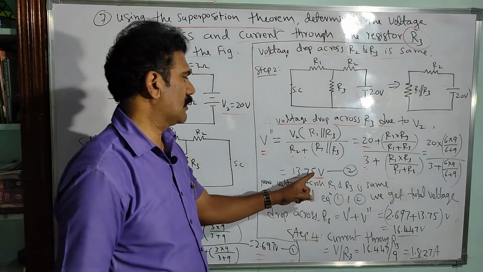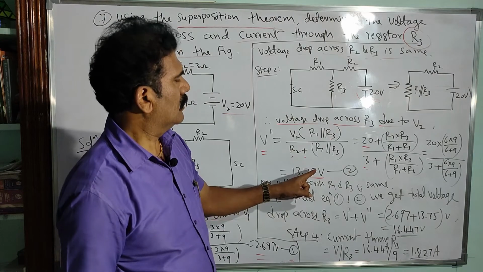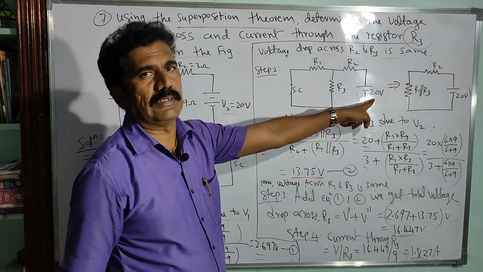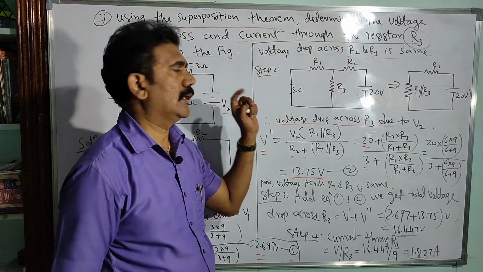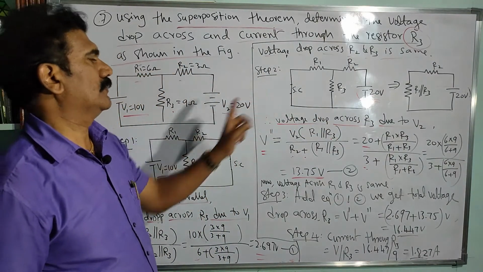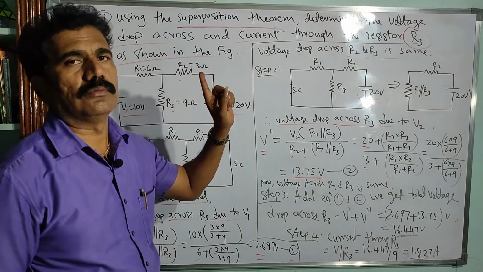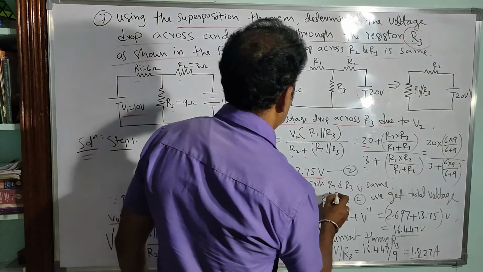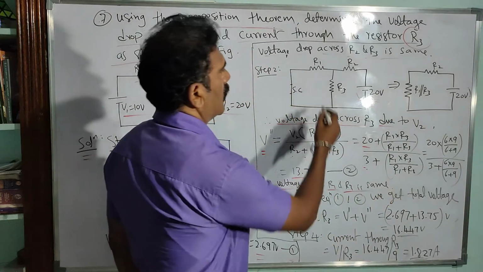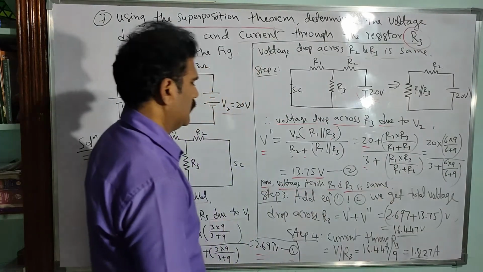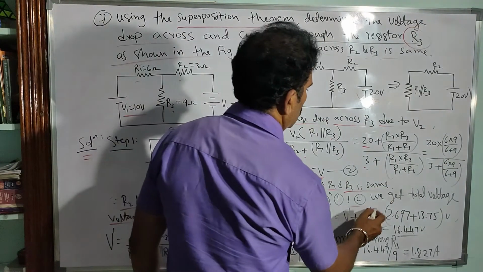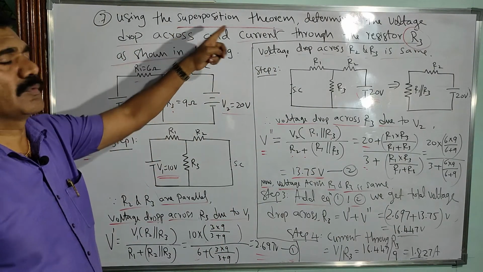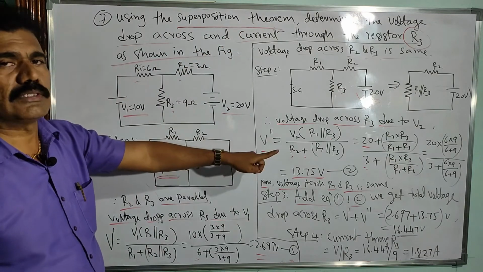This 13.75 volts is the voltage drop across R3, again due to only the source V2 present when V1 is absent. So you are measuring that value separately in step 1 and step 2. Then you go to the next step. Now the voltage drop across R1 and R3: in this case R1 and R3 are parallel, so the voltage drop will be the same. In step 3, adding equations 1 and 2, you can just add the equations. That is the superposition principle. You can just add the two voltage drops present due to individual sources.